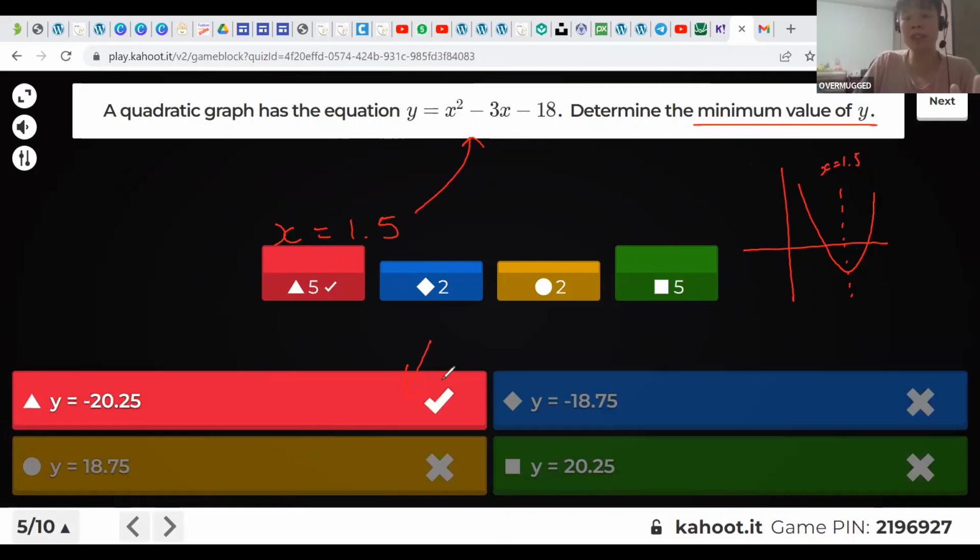Okay, so these are two ways that they can test. They can ask you to find a minimum or maximum value, or they can ask you the coordinates of the turning point. Is it okay? Okay, move on. Anything unsure later, just ask me after the quiz ends.